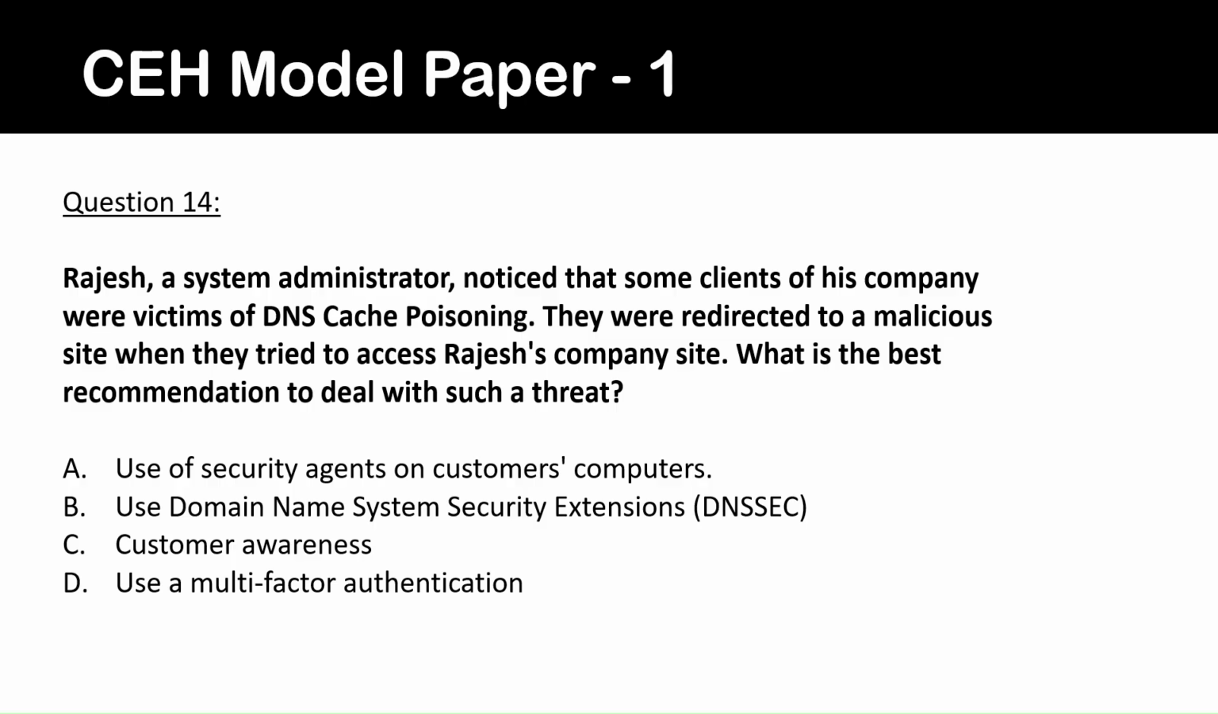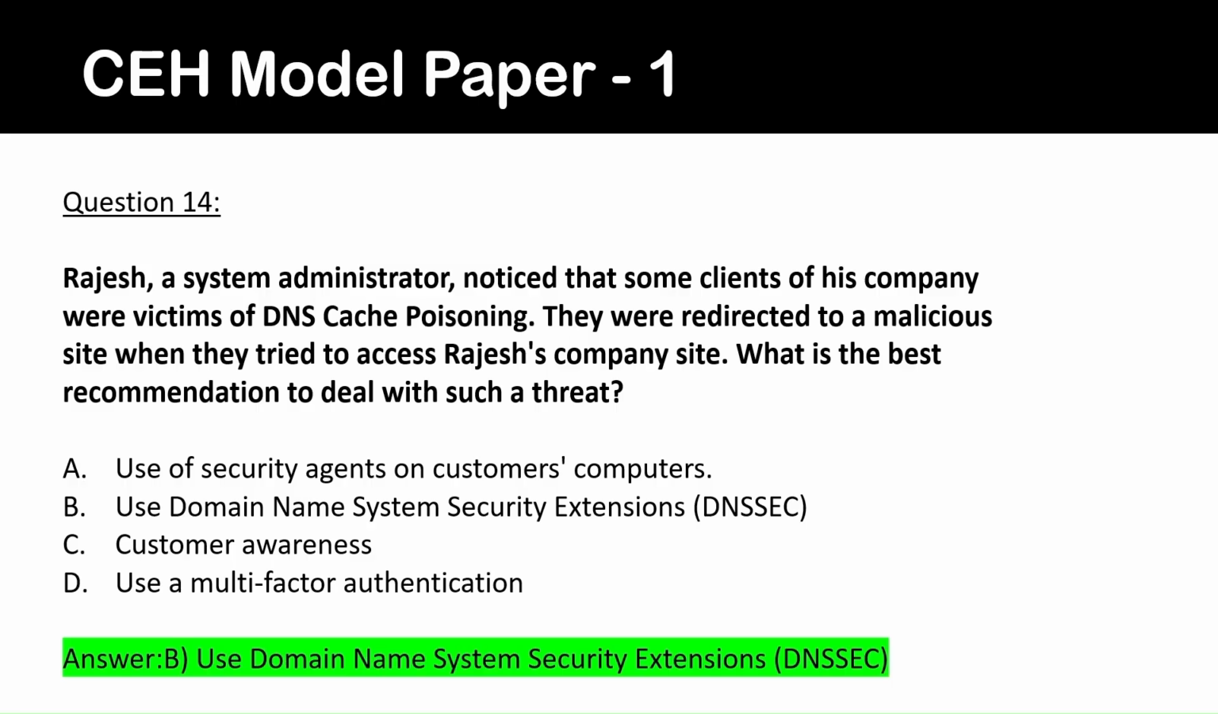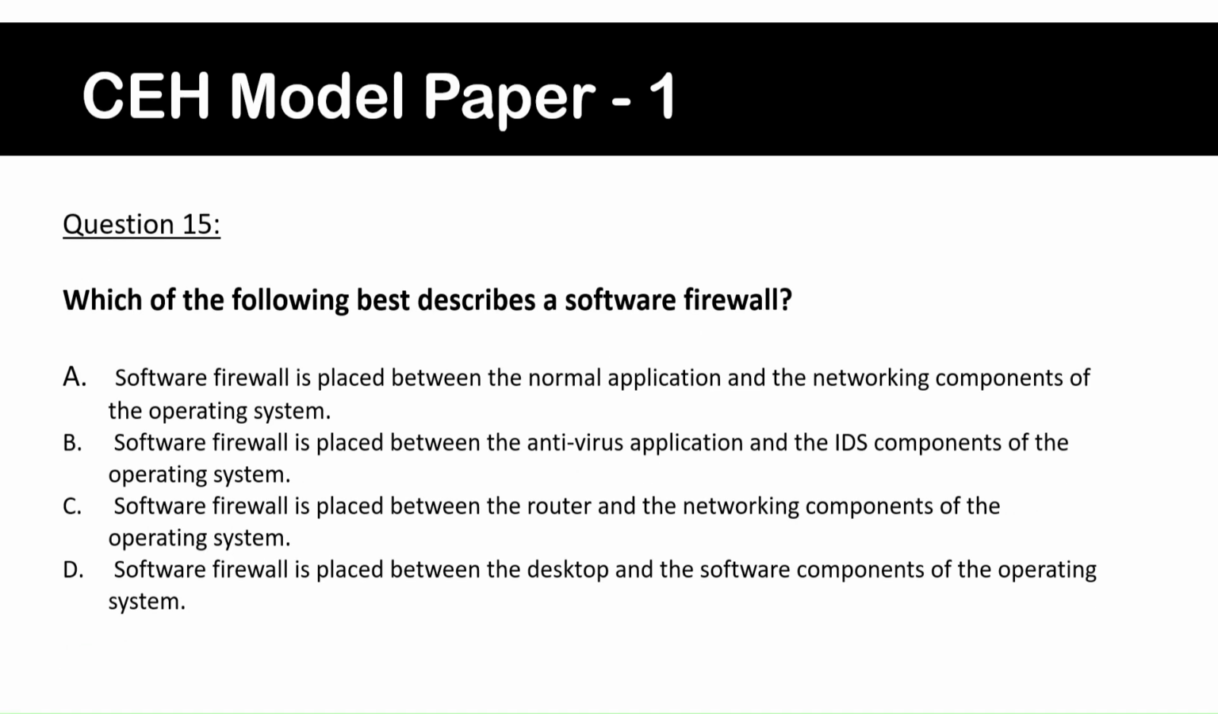Question 14. Rajesh, a system administrator, noticed that some clients of his company were victims of DNS cache poisoning. They were redirected to a malicious site when they tried to access Rajesh's company site. What is the best recommendation to deal with such a threat? The options are A. Use of security agents on customers' computers, B. Use domain name system security extensions, DNSSEC, C. Customer awareness, D. Use a multi-factor authentication. The answer is B. Use domain name system security extensions.